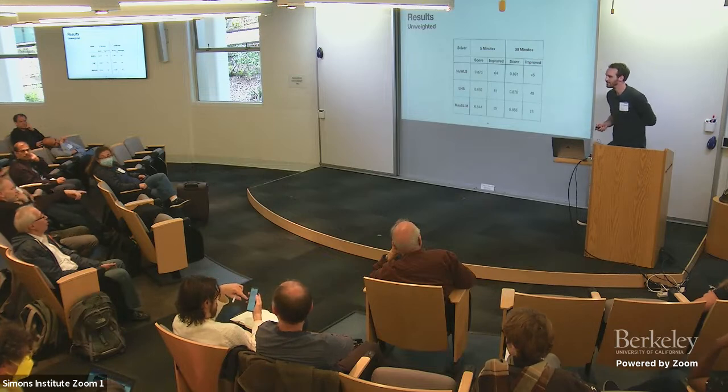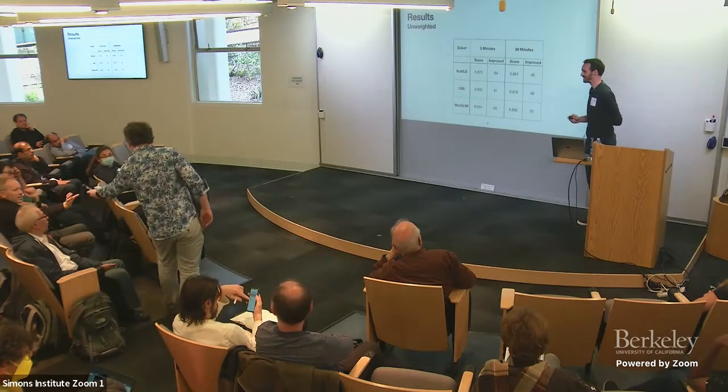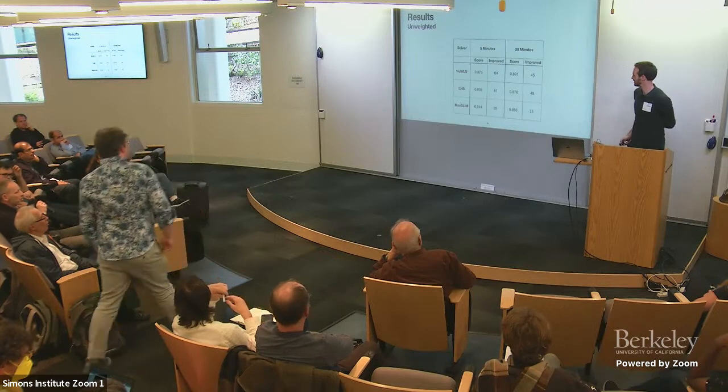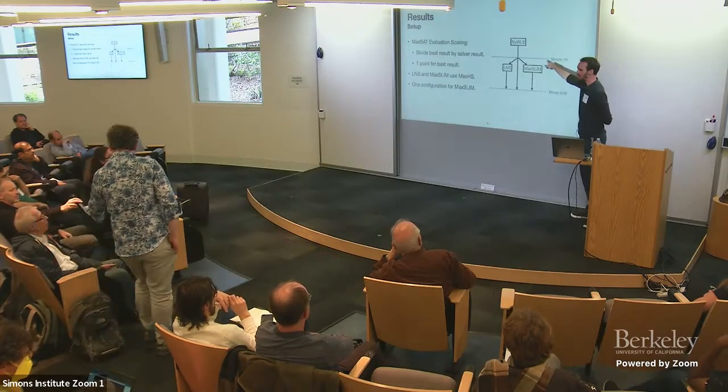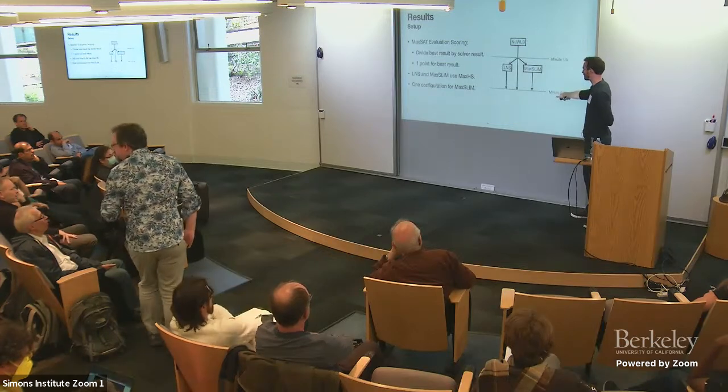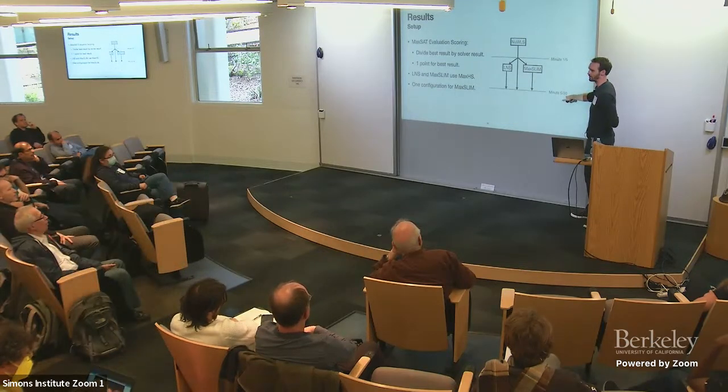I'm just missing something. Why are there fewer improved in the 30 minutes? So if you look at this, the initial timeout is 1 minute for the 5-minute timeout and 5 minutes for the 30-minute timeout. That's why.